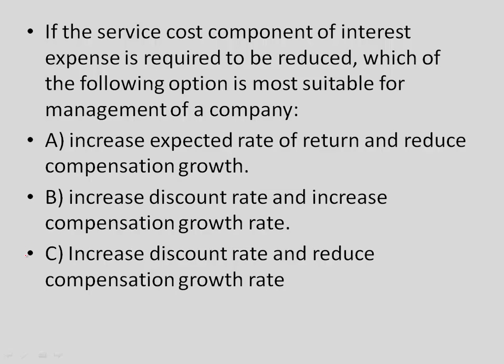Yes, what is the answer? C is the answer. And when you increase the discount rate, PBO will reduce, service cost will reduce. When you reduce the compensation growth rate, automatically PBO will reduce, service cost will further reduce. Increasing discount rate was correct, but increasing compensation growth rate was not correct. Increase in expected rate of return was correct, but okay, this was actually not correct. Or is it correct? Oh, this is expected rate of return. So, assuming US GAAP, this might be incorrect. But C would always be correct.